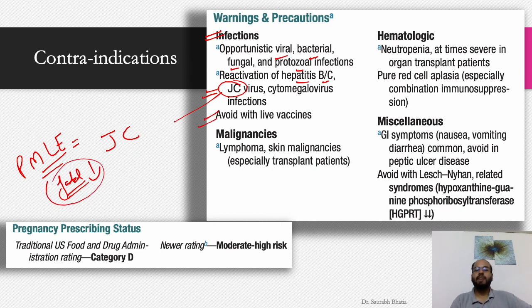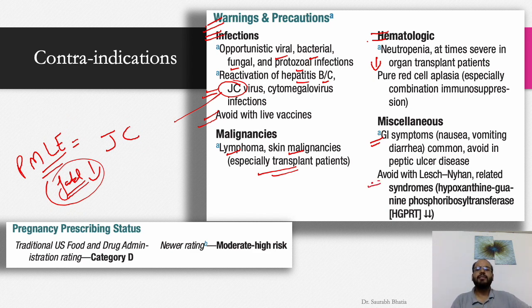Avoid MMF with live vaccines, like any other immunosuppressive. So we can say that all of the contraindications, warnings and precautions are the same as other immunosuppressives. Malignancies like lymphomas and skin malignancies are found to be higher in transplant patients, not for skin disease. In blood, it decreases all these rapidly dividing cell lines because of its effect on cell proliferation. So all these cell lines like neutrophils, RBCs, they all get decreased. GI side effects like nausea, vomiting, diarrhea occur like with any other drug.